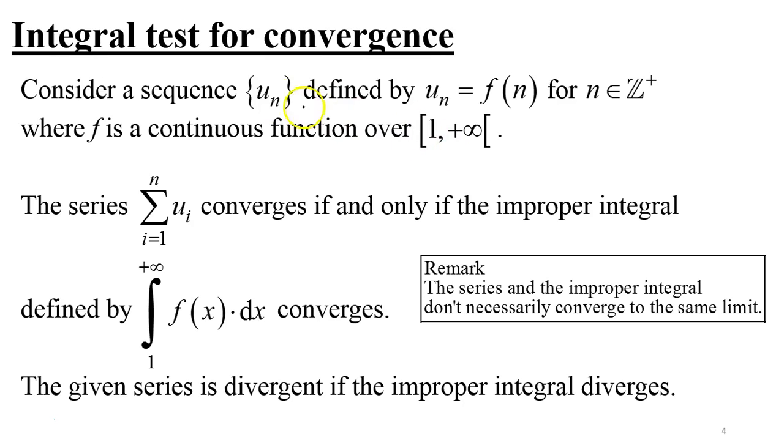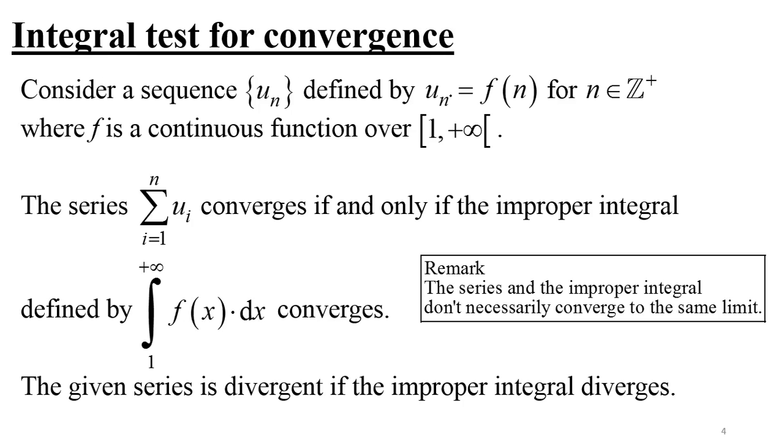So if we start by considering a sequence un, which is defined by un equals f of n, where n is a positive integer. So over here, the sequence is defined by an explicit expression, which is a function in terms of n, where f is a continuous function over [1, positive infinity). So it's very crucial for f to be continuous.